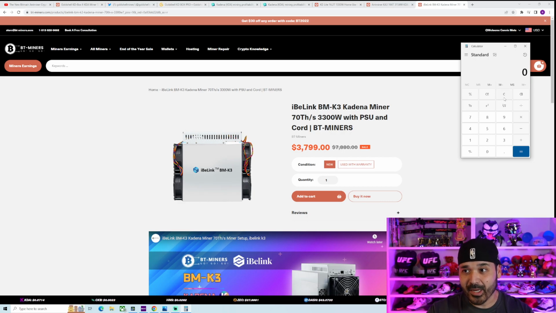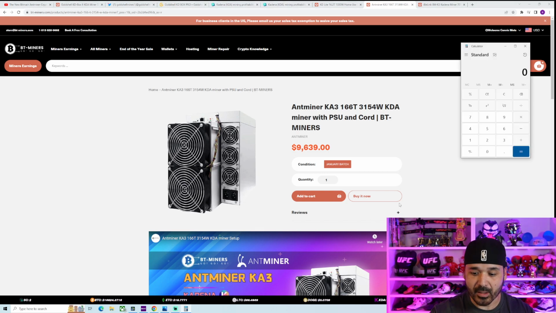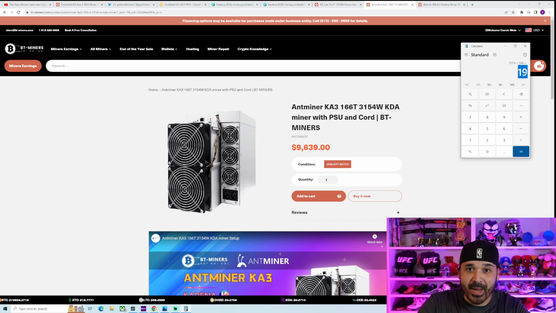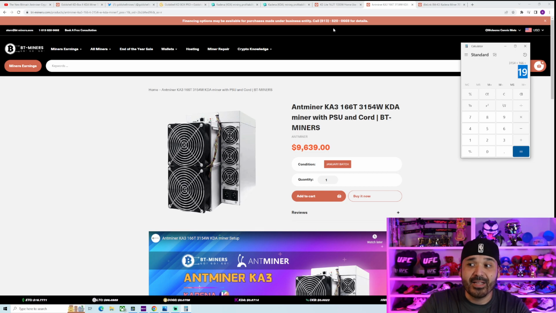But then the even bigger issue is the one that's going to mess everybody up, right? Which is the KA3. And this guy, let's look at it. So let's punch in the 3154 watts divided by the 166 terahash. And this is the crazy part. It is 19 watts per terahash. So comparing it to the Goldshell stuff, which is closer to the 80 watts per terahash, we could see that it's four times as efficient, guys.